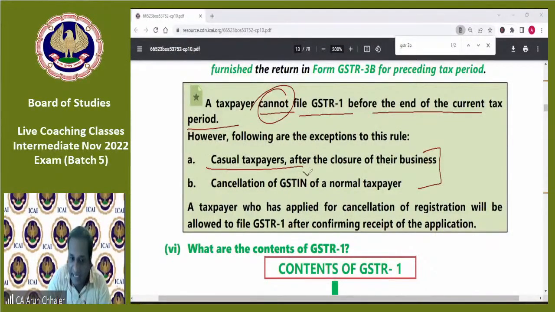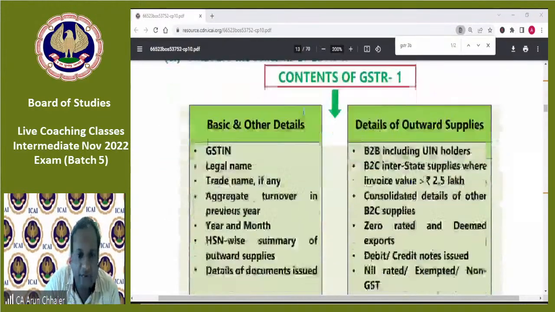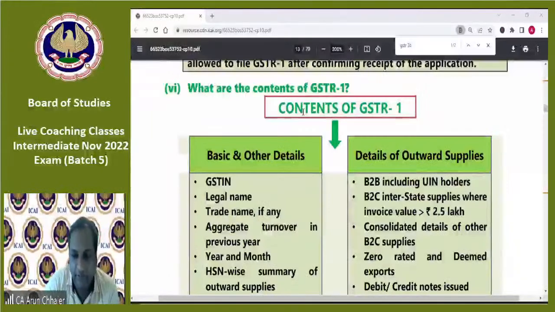And similarly, cancellation of the GST number of a normal taxpayer. If the normal taxpayer has cancelled their GST number, then they are allowed. Otherwise, you cannot furnish the GSTR1 before the end of the current tax period. A taxpayer who has applied for cancellation will be allowed to file after confirming the receipt of the application. What are the contents of GSTR1? That we will do after the break.